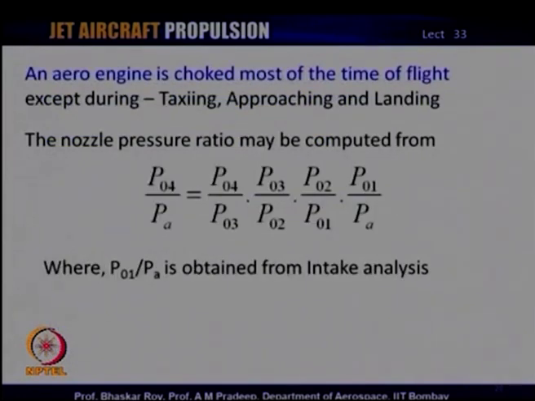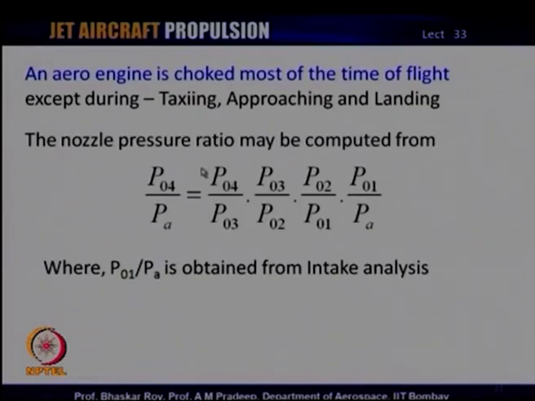So, we see that for most of the time of the operation of the aero engine, it is operating in choked flow condition. Few times when it is not choked are when the aircraft is taxiing, or when it is approaching for landing and the landing itself. These are the periods during which the engine is actually unchoked and operating under low thrust and low compression ratio and other operating conditions.